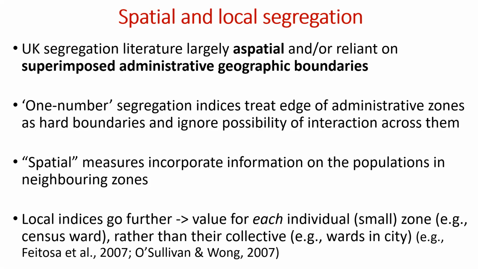So to respond to that, we have these spatial measures of segregation, which allow us to incorporate information on populations in neighbouring zones, and local indices, which go further and actually provide us with a value for each individual small zone, for example a census tract, rather than their collective, for example tracts in a city. The beauty of those, of course, as you can imagine, is that they're mappable and we can explore the geographic patterning and scale of residential segregation across a study area.